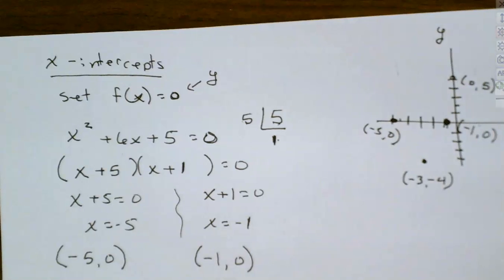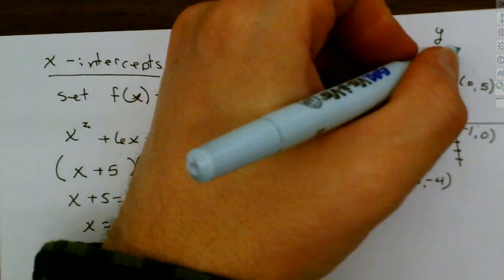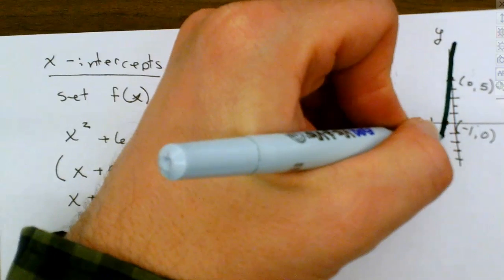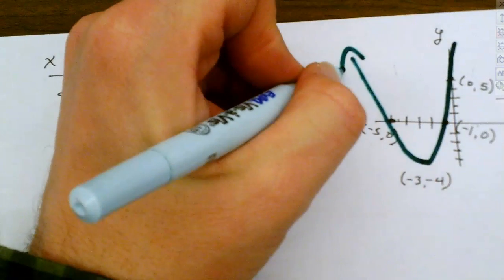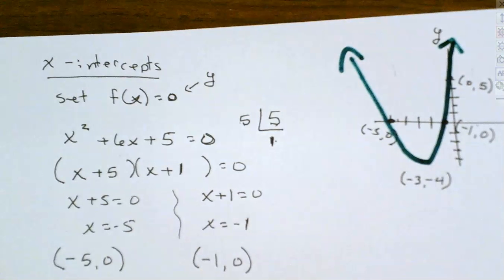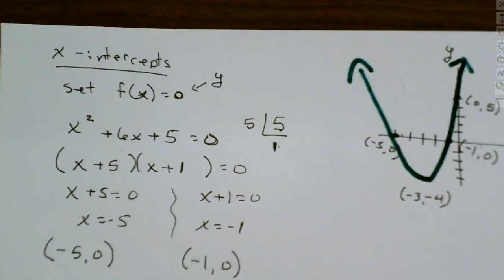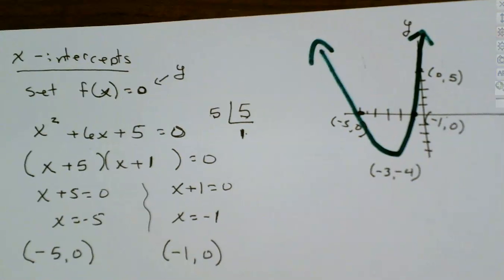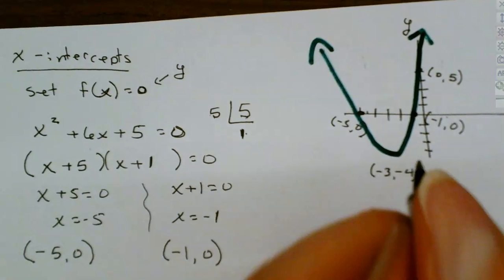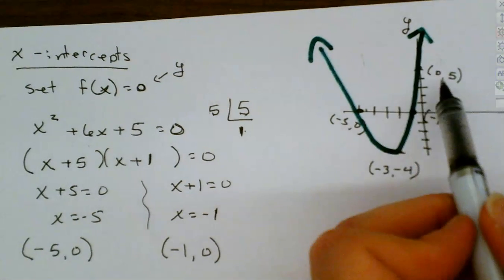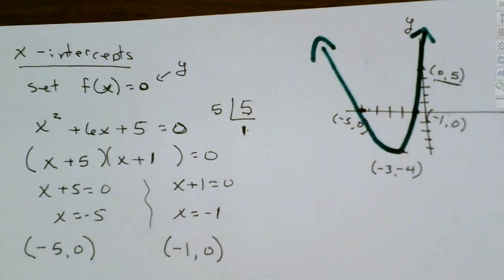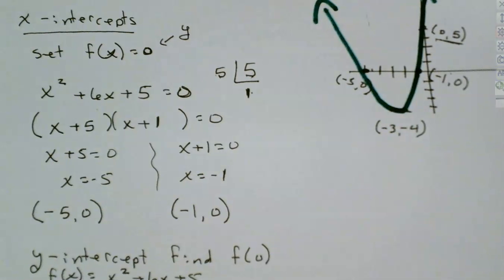And now I can connect these together, and I should be able to make a U. There is your completed graph. Okay, so we got our x-intercepts. In this case, we had 2 x-intercepts. We found our vertex, and we found our y-intercept. Now that one had 2 x-intercepts. The next one is not going to have any.